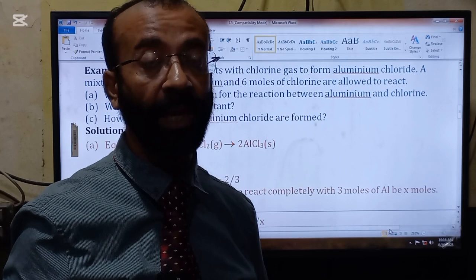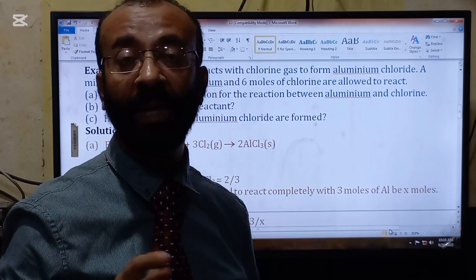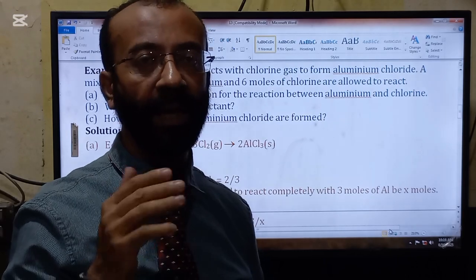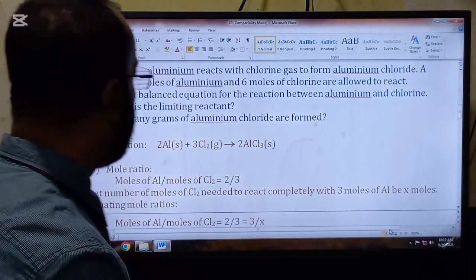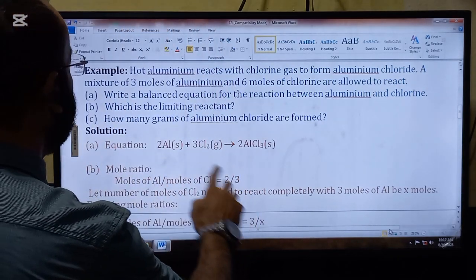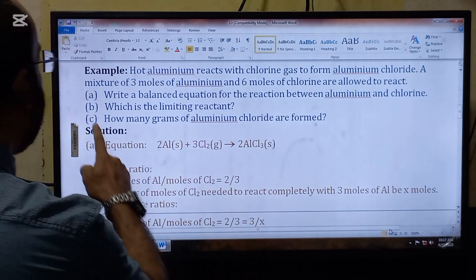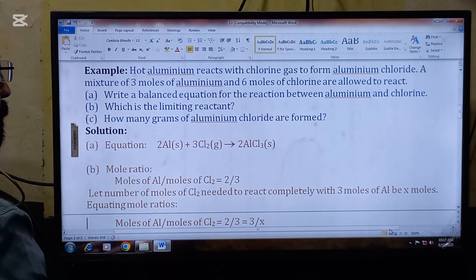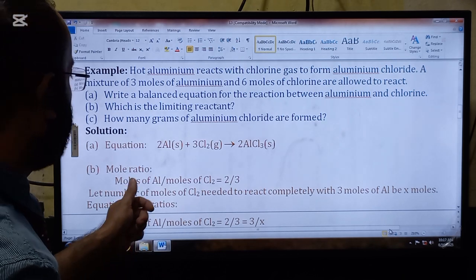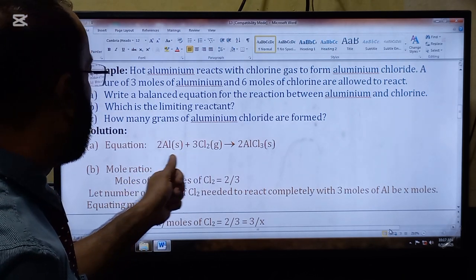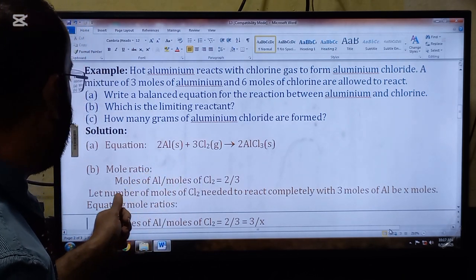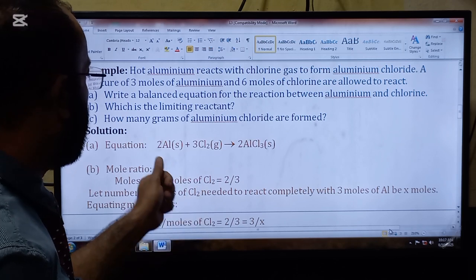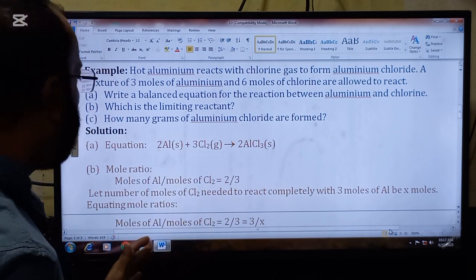I'm telling you again and again, you must have enough grip to write the equation and then balance it in minimum time. So this is the balanced equation. So A part is done. B part is which is the limiting reagent. So again, first we will compare the mole ratio of these two substances. So moles of Al to moles of Cl2 is 2 to 3.